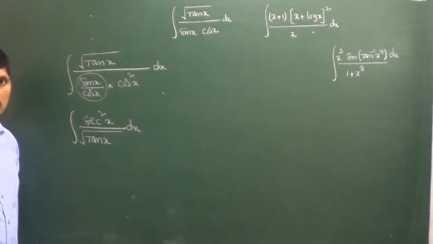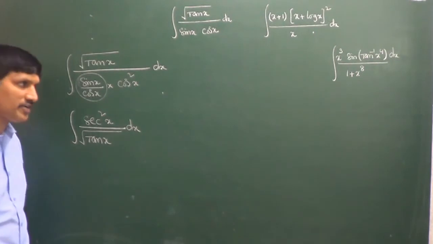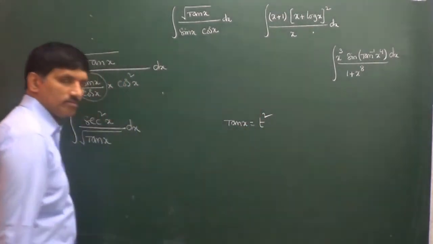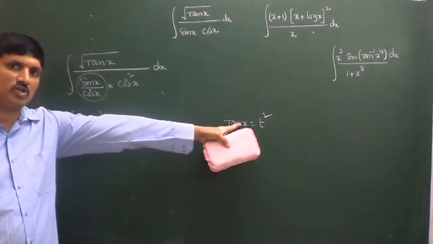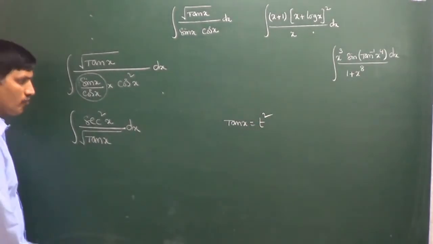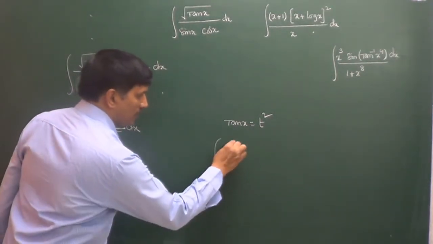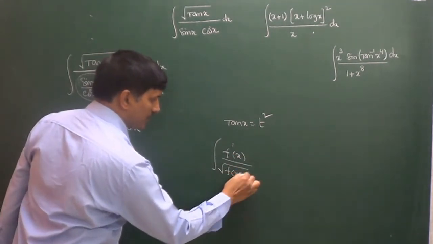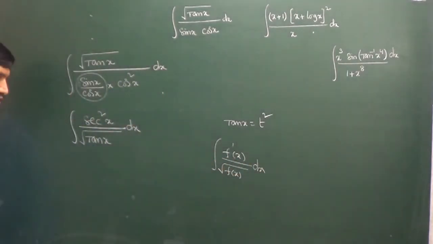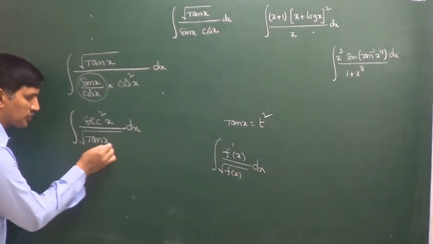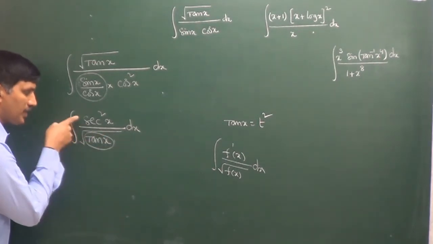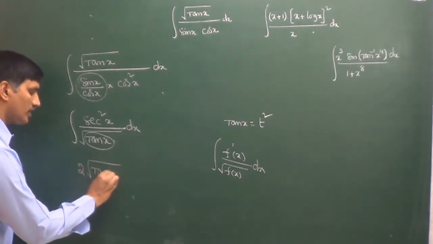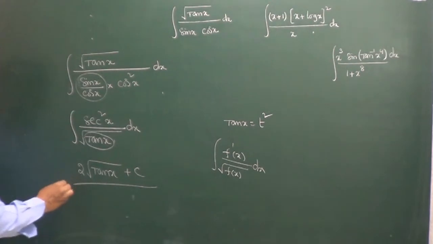If you have an idea, directly you can say the answer, or if you don't have an idea, we have to take the substitution as tan x is equal to t square, and you will get the answer. Otherwise, we discussed this one, integration of f dash of x divided by root of f of x dx. Earlier I discussed this. Inside the square root function, the differentiation is appearing in the numerator, so we can write the answer directly as 2 into root of tan x plus the constant of integration.